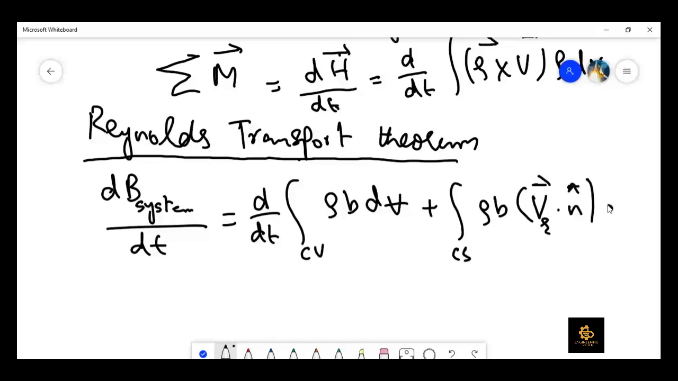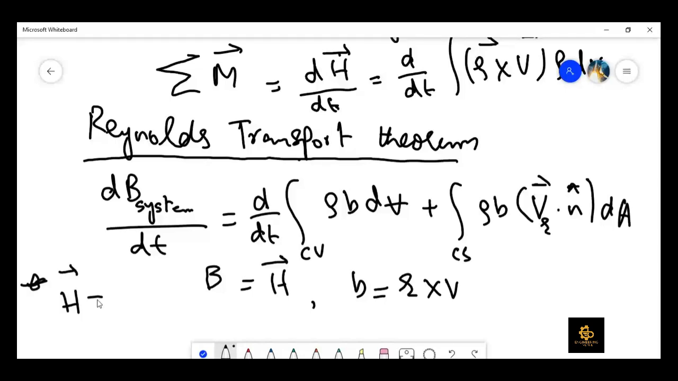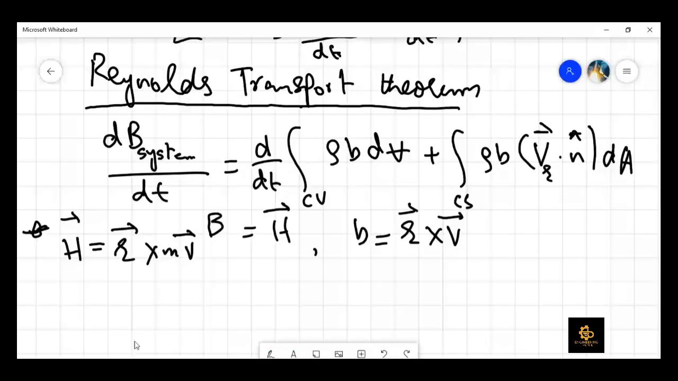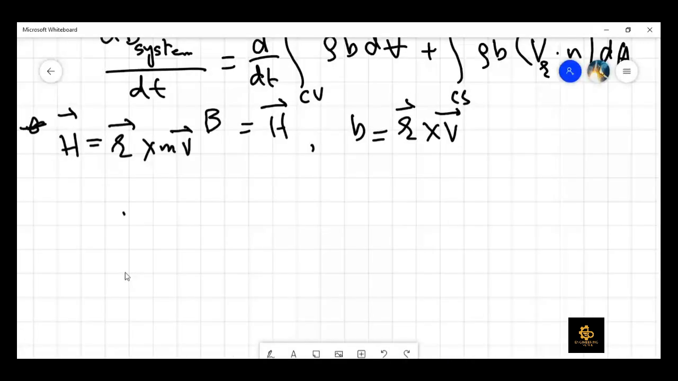right? So if we take B as angular momentum, which is h in this case, then the small b would be equal to r cross V, because if we remember that h was equal to r cross mV. So the intensive property of angular momentum would be r cross V. Right? So it means that now if we replace these two things, just let me write the original equation as well.